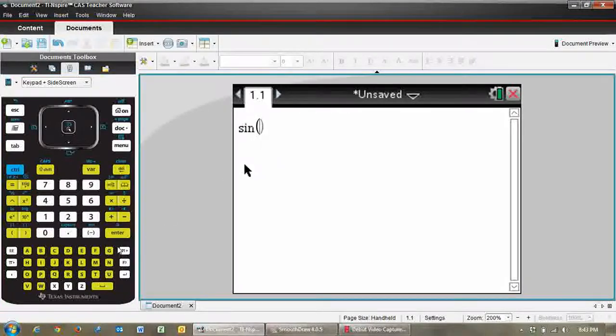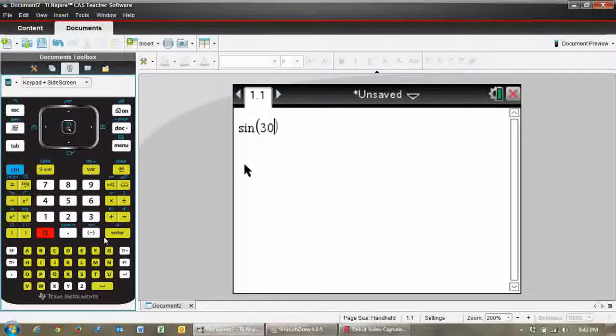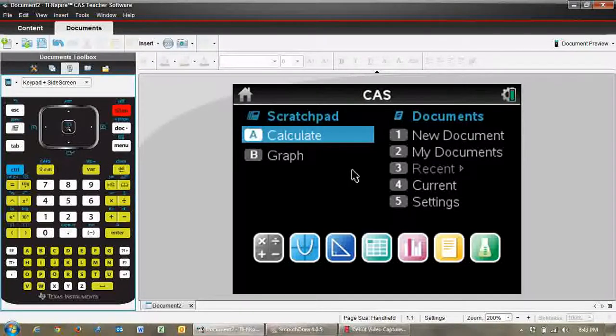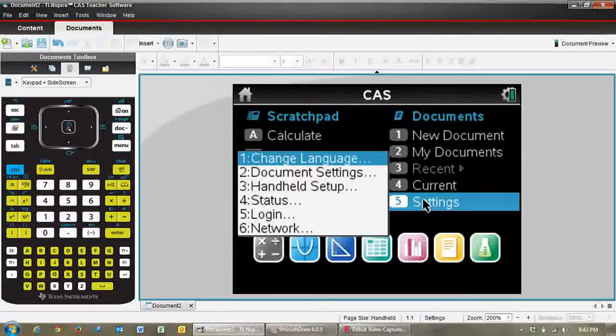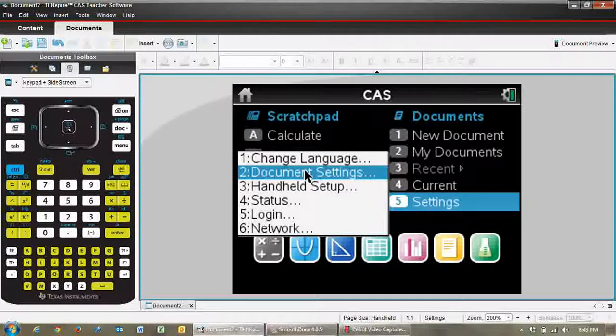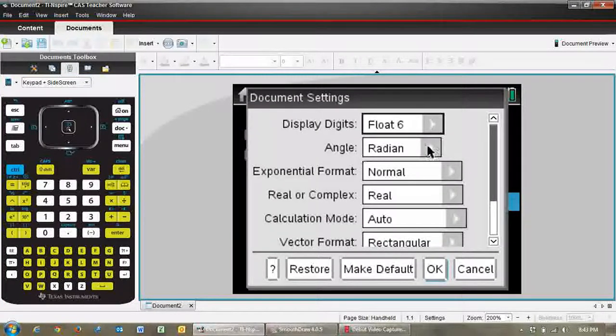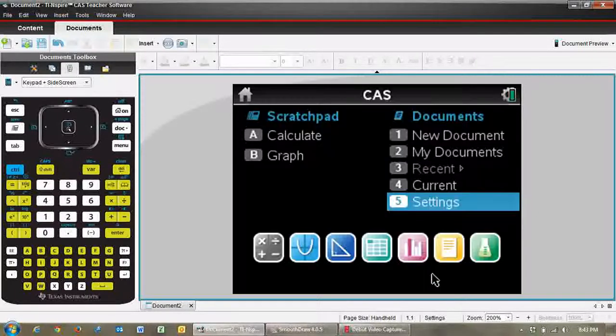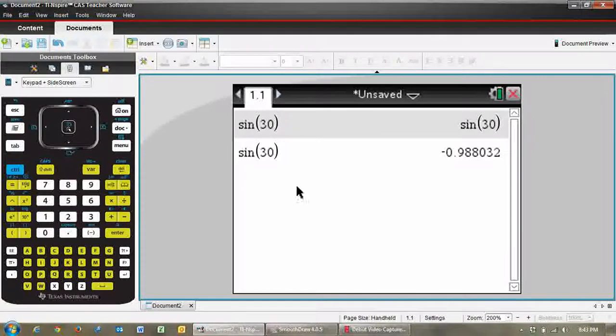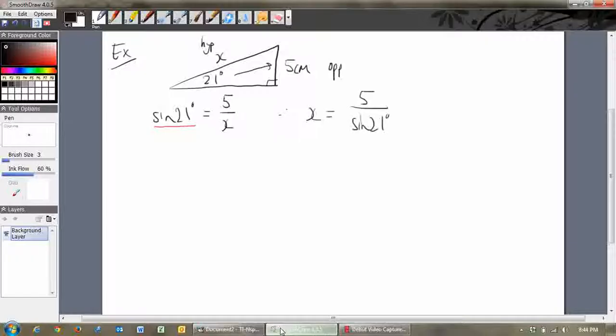I want to check that sine 30 gives me half, just to check that's worked. No, it hasn't worked, so I'll just do that again. Document settings. Sorry, guys, not a very good video first up, but you'll forgive me. Maybe I had to make it default. I'll test that again. Try sine 30, press enter. There we go, right. Okay, so we're in.